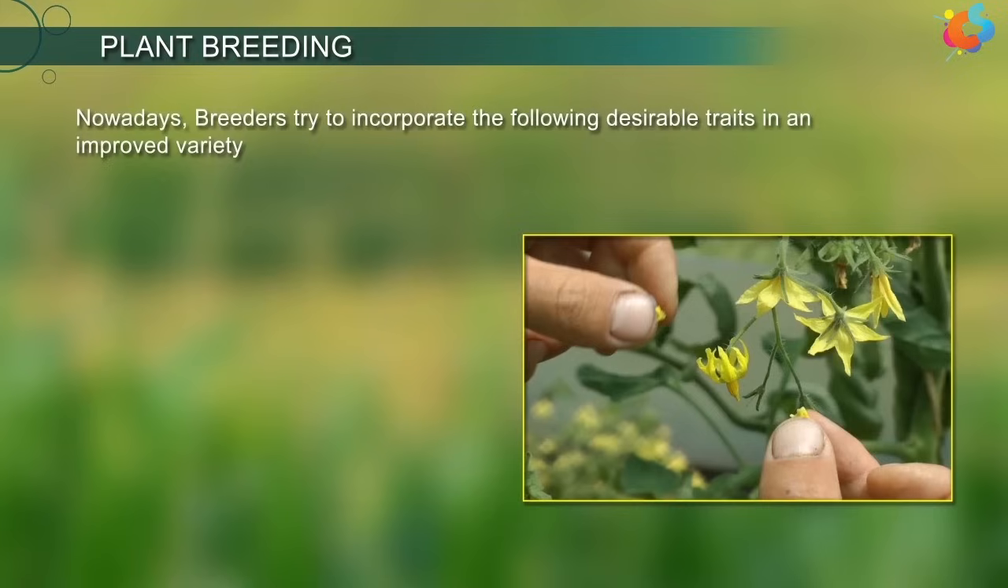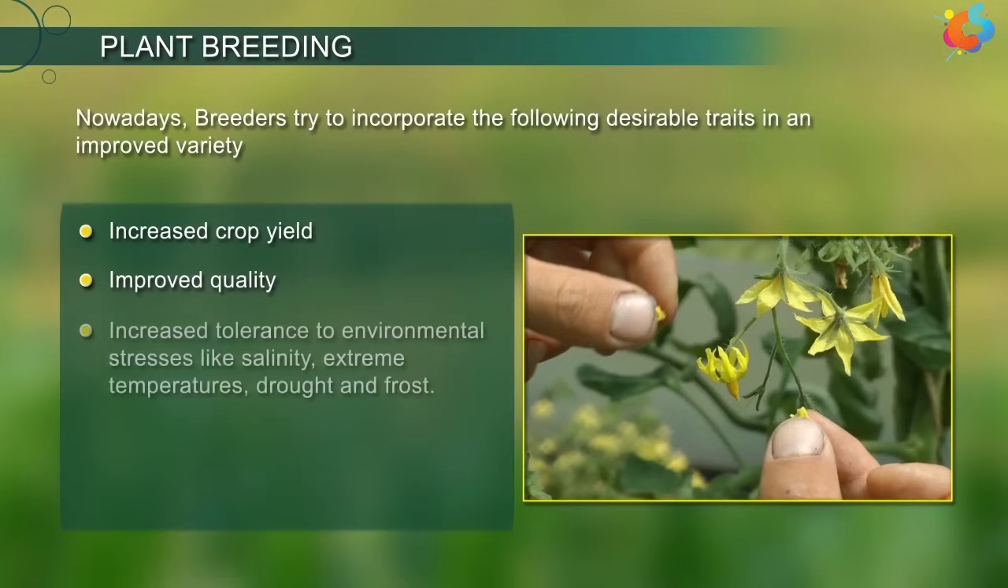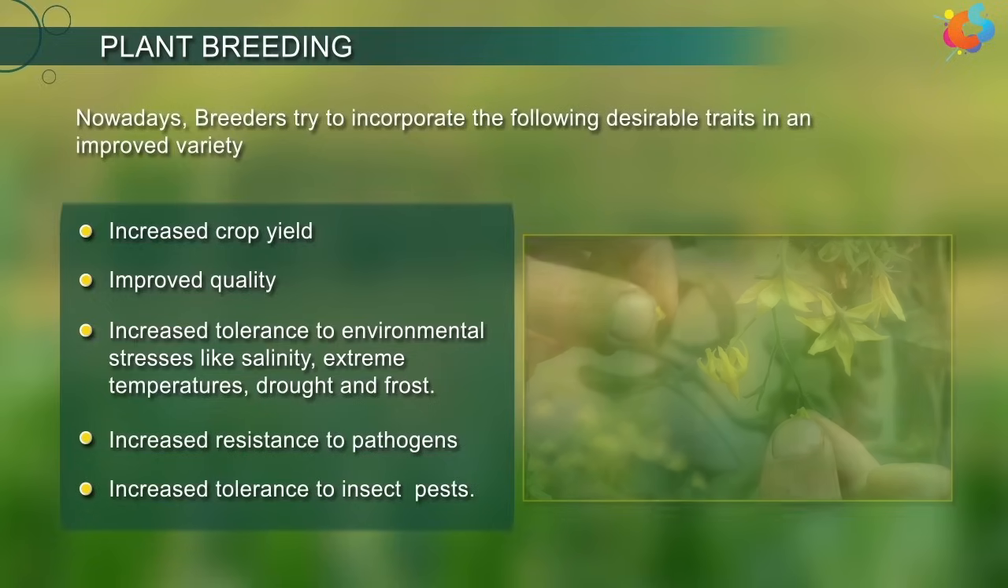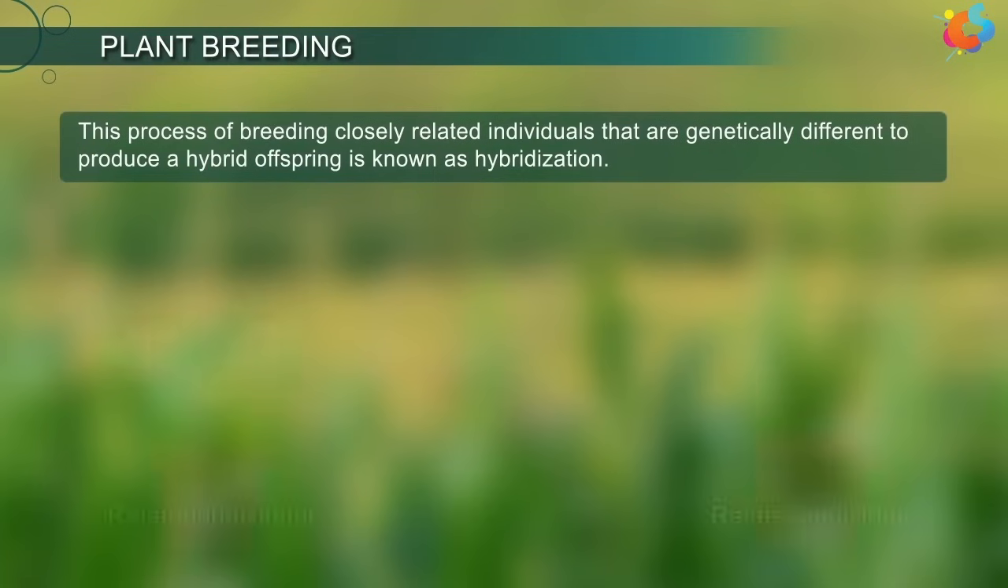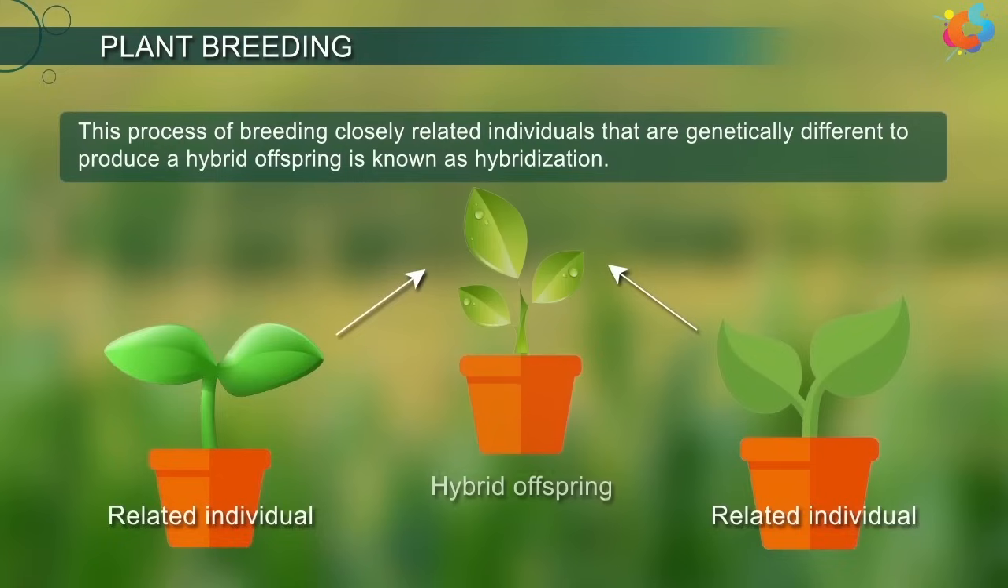Nowadays, breeders try to incorporate the following desirable traits in an improved variety: increased crop yield, improved quality, increased tolerance to environmental stresses like salinity, extreme temperatures, drought, and frost, increased resistance to pathogens, and increased tolerance to insect pests. This process of breeding closely related individuals that are genetically different to produce a hybrid offspring is known as hybridization.